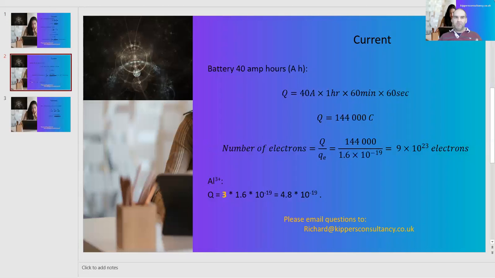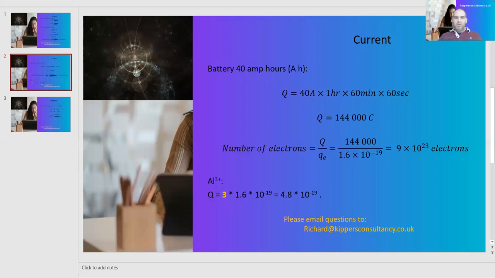So when the battery is described as having an energy of 40 amp hours, from a physics point of view, this statement is incorrect. What the manufacturers of the battery actually mean to say is the battery has a charge of 40 amp hours. So the battery has a charge of 40 amp hours.